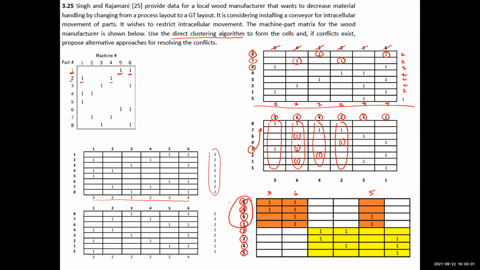Because 5 is only using machine 6 and 1. 6 is using all of them from 8, 3, 6, and 1, and 3 is using 8 and 3. They're not using any other machine. And then the other group that I have highlighted here in yellow, they're using the other group of the machines. And that's how you split these two. So you can split this in 2 cells, and you can see which parts are belonging to this group and the parts that are belonging to the yellow group in this case.